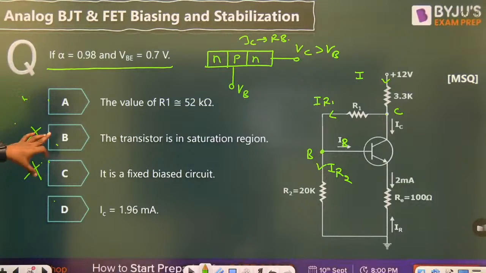So without solving, if you have the idea that when the collector and base are connected it will be in active region, that point is wrong. It is a fixed bias circuit, that is also wrong. Means now we have the two options A and D.